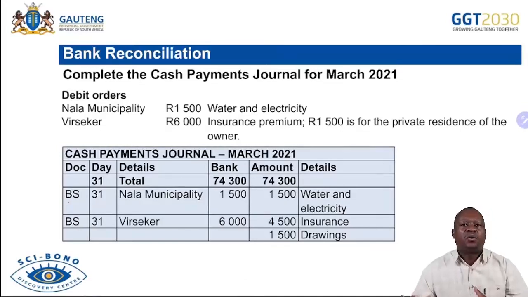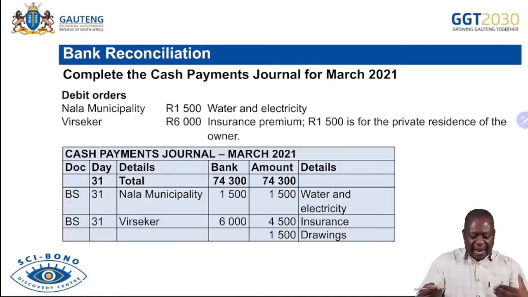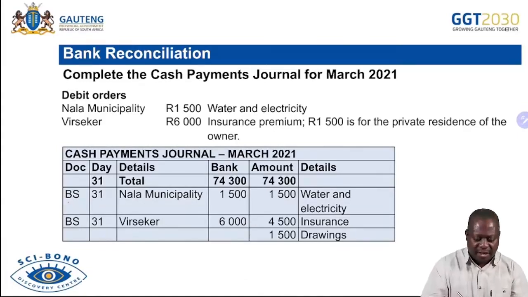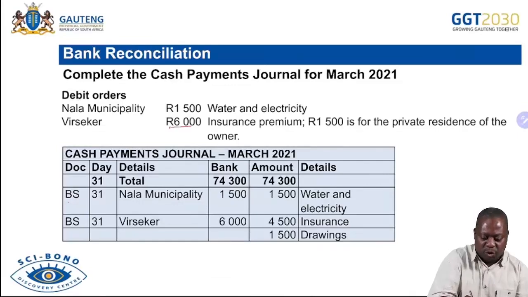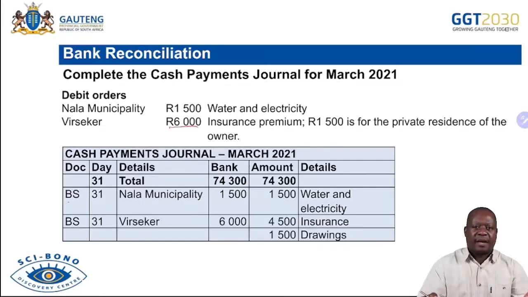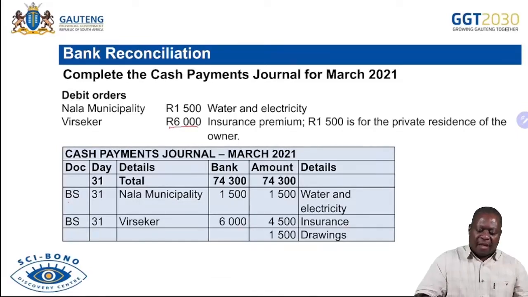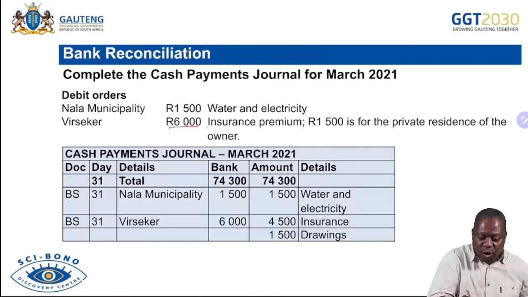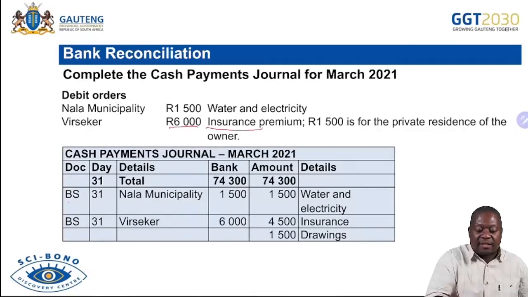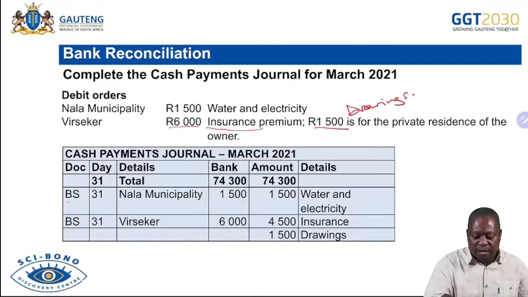What is it for? And then the next transaction, we are paying Viseca, and 6,000 is the total amount that we are paying for insurance. This is an insurance company. But now, there are two things here. The insurance premium for the business and the 1,500 that we said it's for the owner, and we said whenever it is something to do with the owner, it is called what?